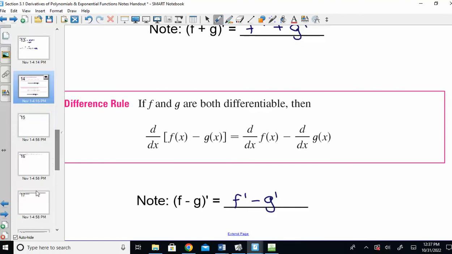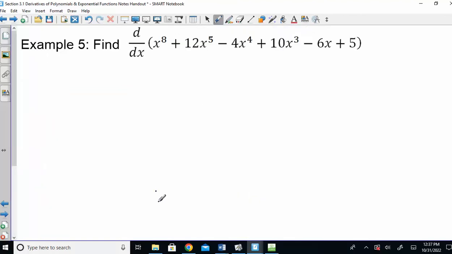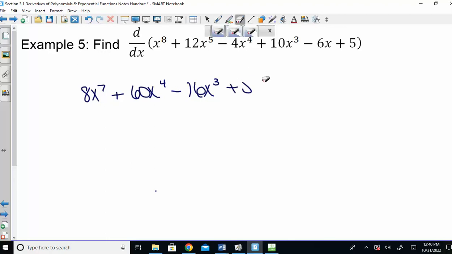Let's jump to an example of that. So if I want the derivative of this whole thing, do you guys think you can try it first? Alright, see if you can find the derivative, and then we'll check you. Alright, so the derivative, you get 8x to the 7th. Bring down this 5. 12 times 5 is 60x to the 4th. Minus 4 times 4 is 16x cubed. Plus 30x squared.